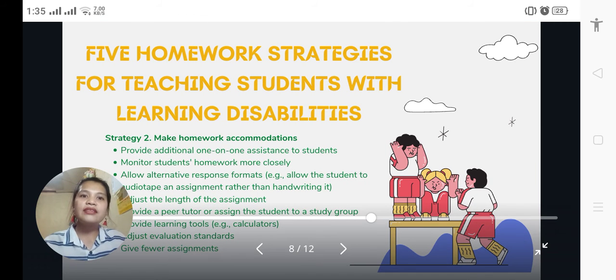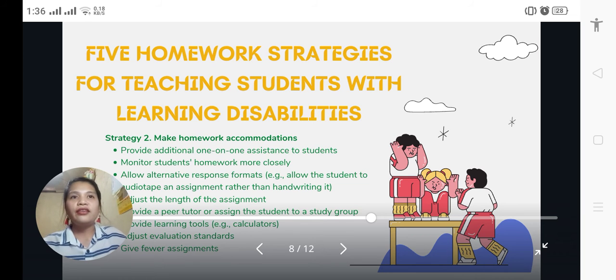Okay, we have the second strategy, make homework accommodations. Okay, and then first is provide additional one-on-one assistance to the child. So if the assignment is reading chapter 1, you have to listen with your child. Second is monitor students' homework more closely. So that is another one in parent involvement.